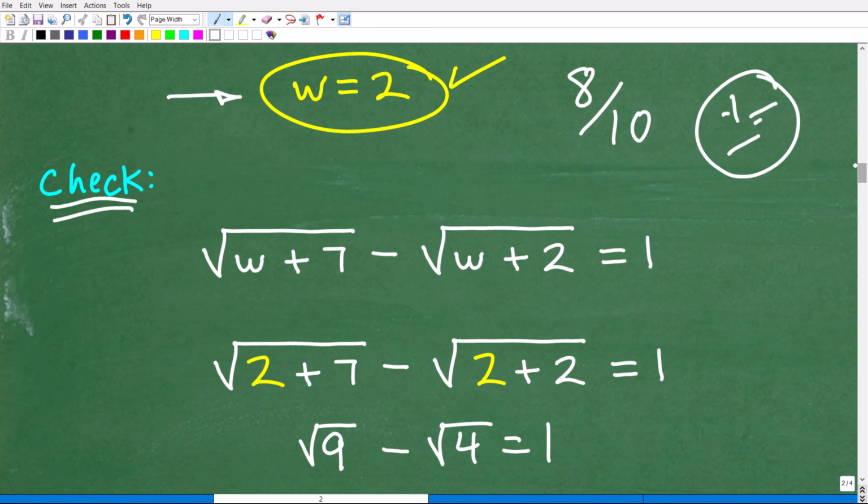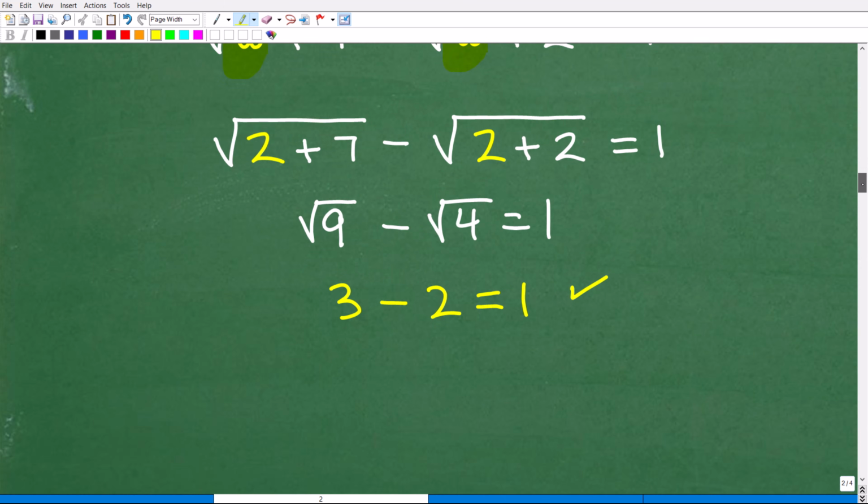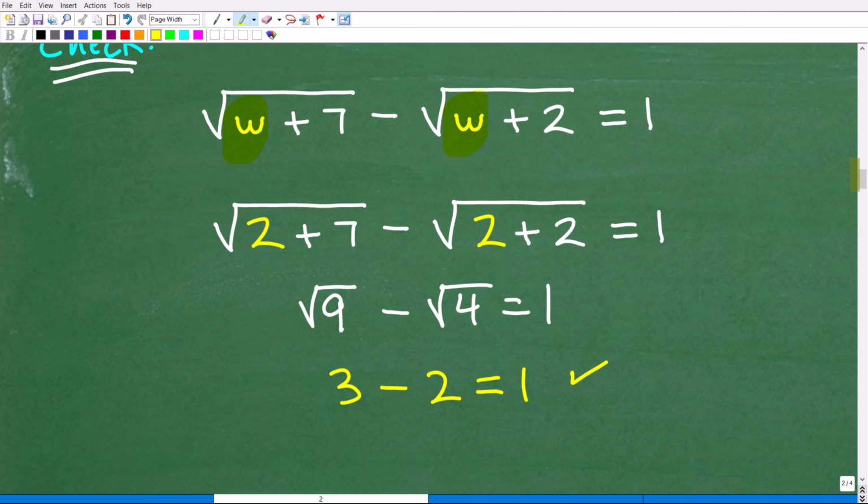So what are we going to do? Well, every time right here we see a W, we're going to plug in 2, and then we're going to check this thing, and I need to make another very important point here as well. All right, so we're going to replace this W with a 2. We're going to replace this W with a 2. So we got 2 plus 7 is the square root of 9, minus 2 plus 2 is the square root of 4. And we're looking to see, is that going to be equal to 1?